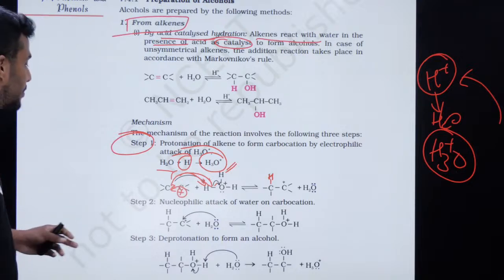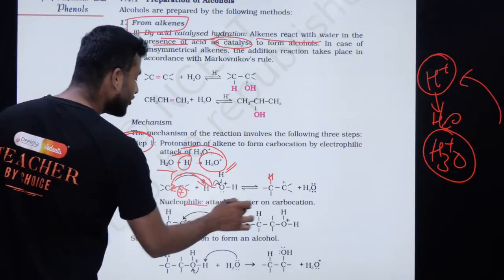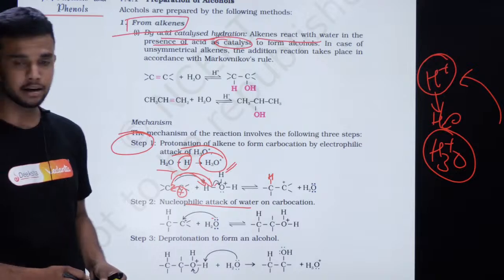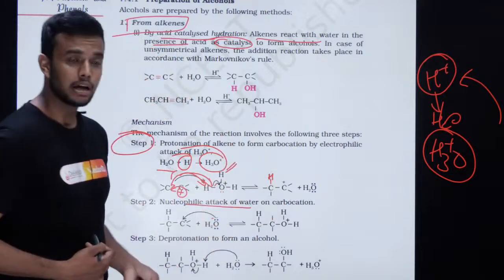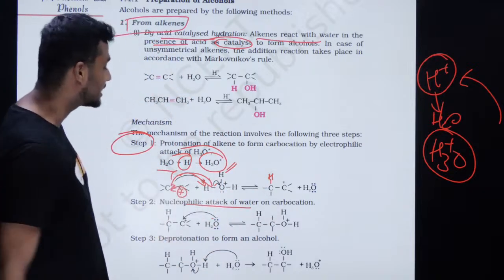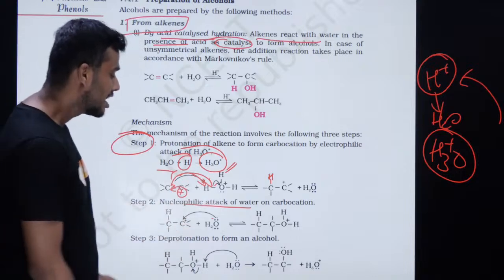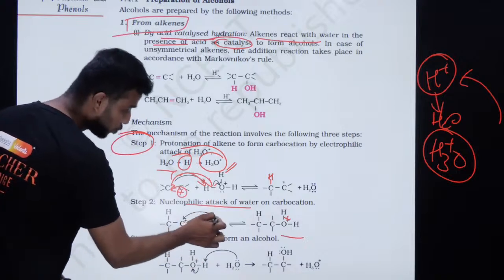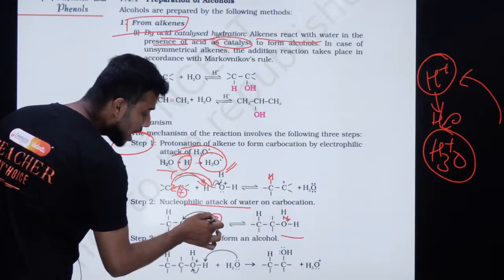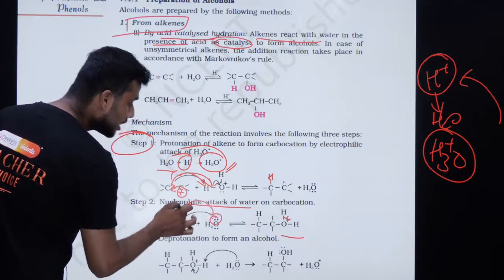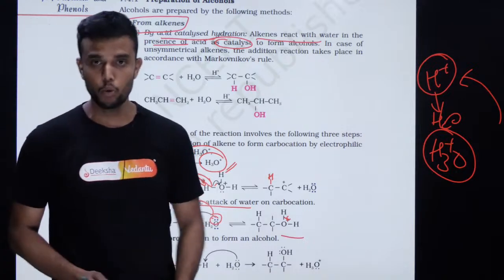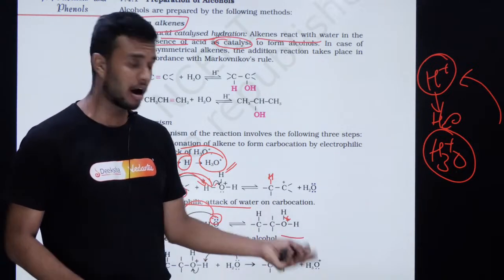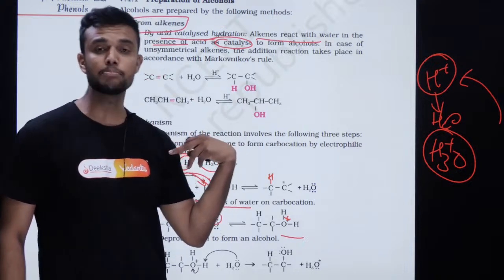Okay. In the second step, the same water molecule makes a nucleophilic attack on the carbocation. Here the carbocation is forming, students. In the second step, the water molecule attacks, then it forms an alcohol molecule. But here a positive charge is there. Why, sir? Because one lone pair of electrons of oxygen participates in bonding, students.